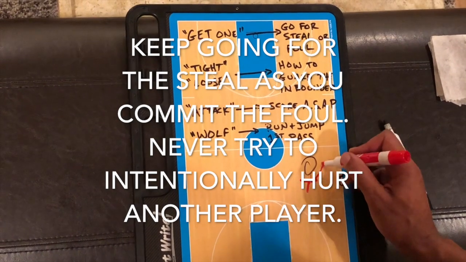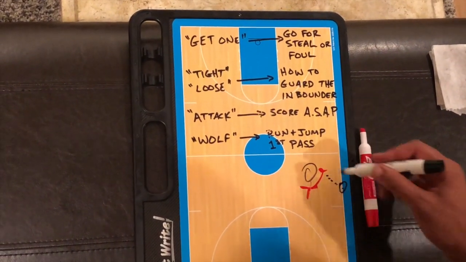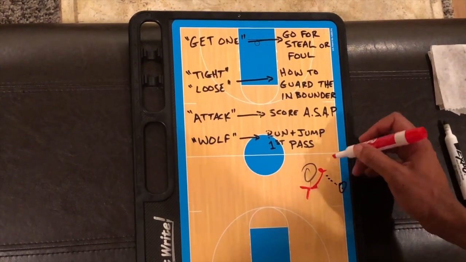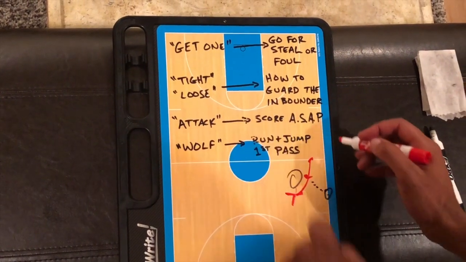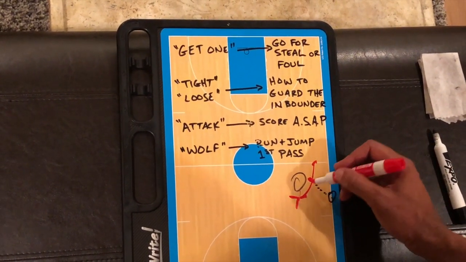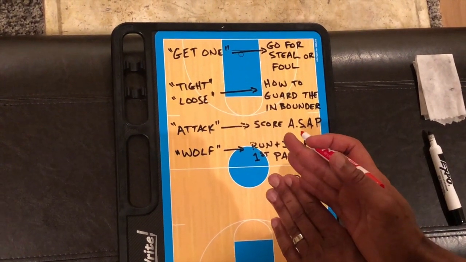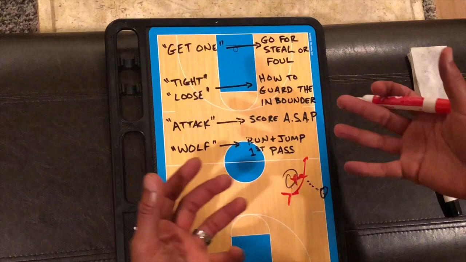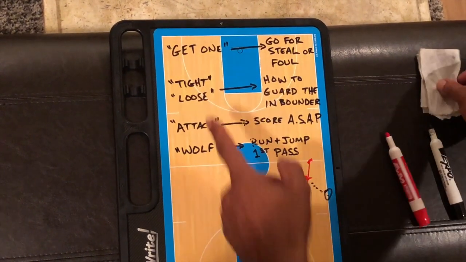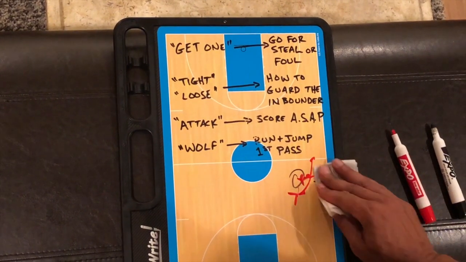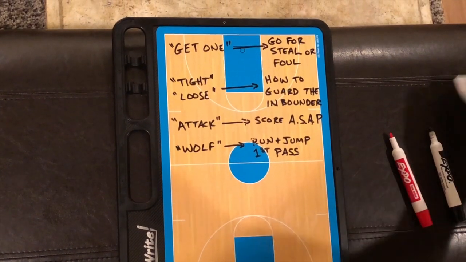We actually are trying to go for the steal. If this person is trying to pass the ball in, we're trying to gamble and go for a steal, because if we get a steal and get the ball, we go score. We're looking to attack, score ASAP. But if we do not get the steal, we actually want to foul. We're trying to stop the clock immediately to either reset our defense or potentially get the ball back again. So if we say, I need you to get one, that means steal or go for the foul immediately and do it as quickly as possible.